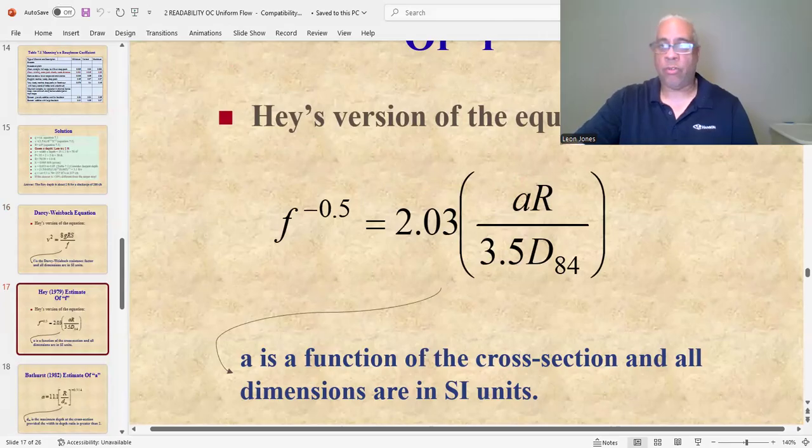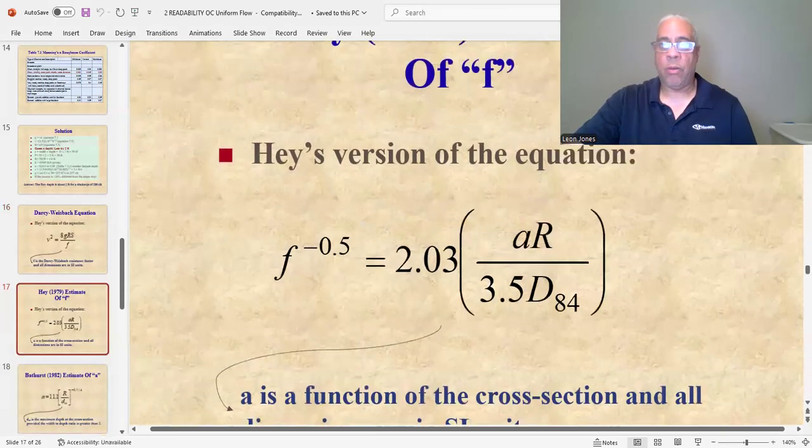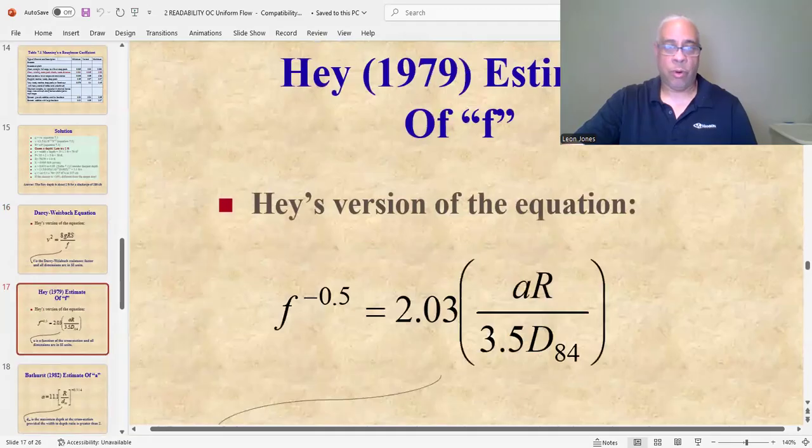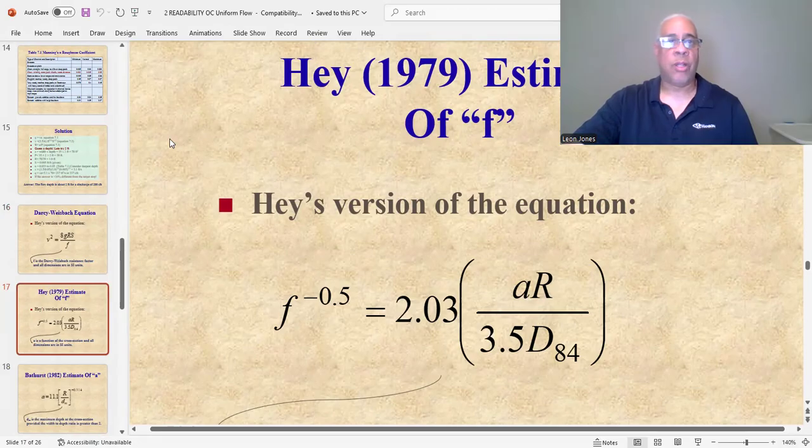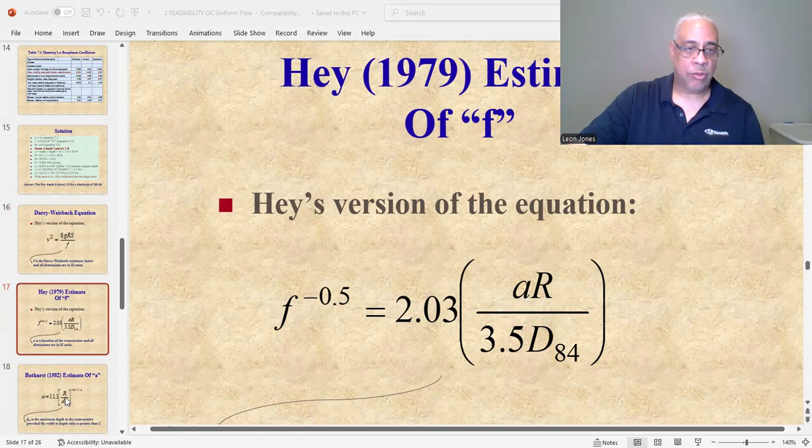And of course, there's another version. And I'm learning myself. A lot of versions of this equation, but you need to know it. There's another version.